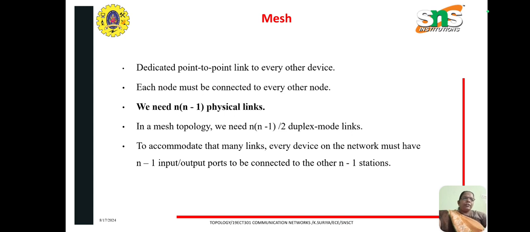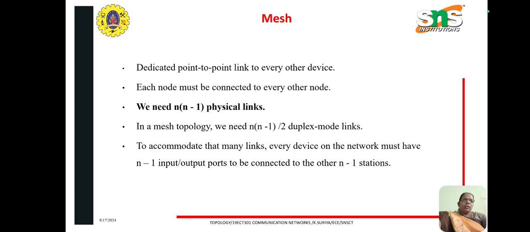To find the number of physical links in a fully connected mesh network with n nodes, considering that each node must be connected to every other node. That is, node 1 must be connected to n-1 nodes, node 2 must be connected to n-1 nodes, and finally node n must be connected to n-1 nodes. We need n into n-1 physical links.